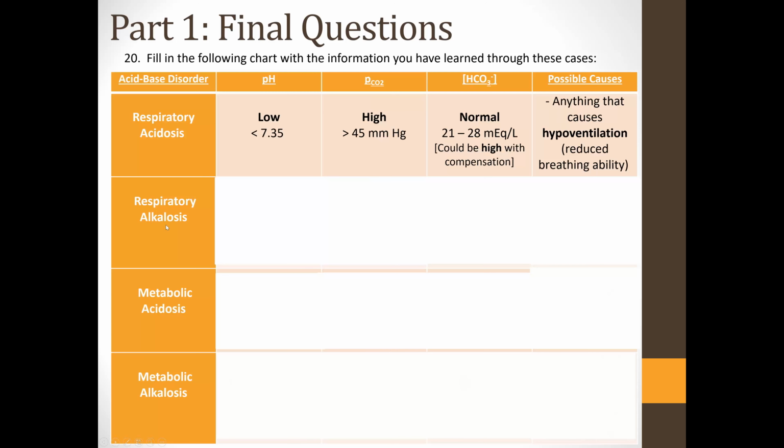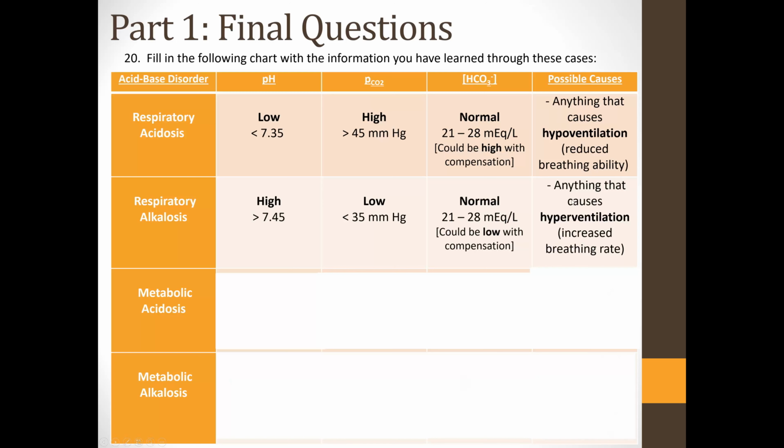So respiratory alkalosis. It's alkalosis, so the pH will be high, greater than 7.45. Again, if it's a respiratory problem, pH and carbon dioxide will be opposites. So if pH is high, carbon dioxide levels will be low, less than 35 millimeters mercury. Again, if it is a respiratory problem, then the bicarbonate levels will be normal in the acute phase, and then once compensation has kicked in, the bicarbonate levels could become low. Causes of respiratory alkalosis are anything that causes hyperventilation, which is an increased breathing rate.